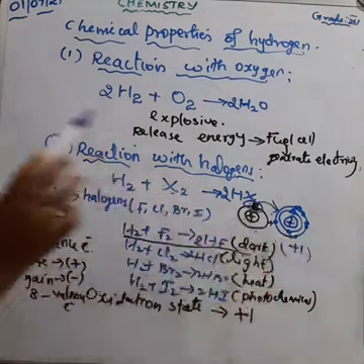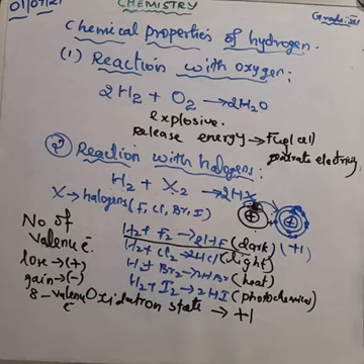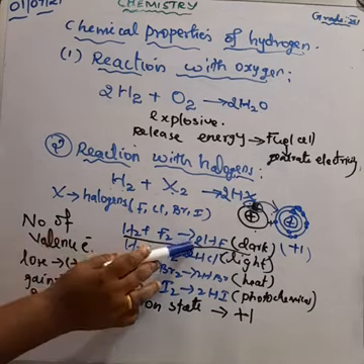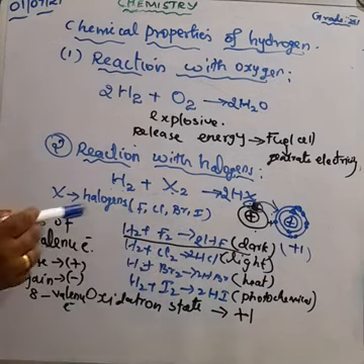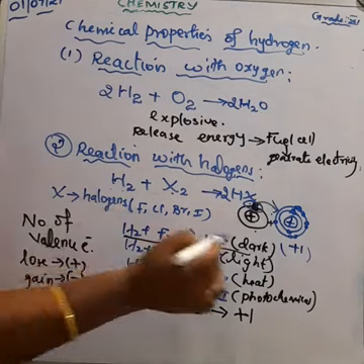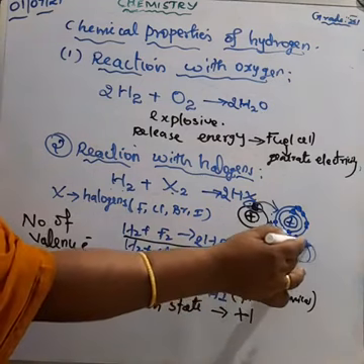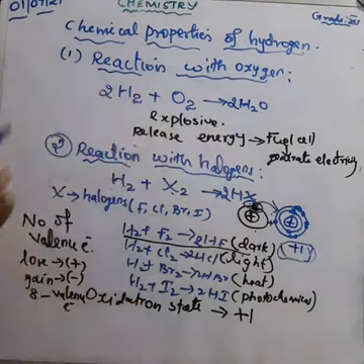Okay, so the reaction with halides. When hydrogen combines with halogens (halogen means fluorine, chlorine, bromine, iodine), what is the oxidation state of hydrogen? +1, because it lost 1 electron to the halogens. Okay, understood? Okay, this is the reaction with halogens.